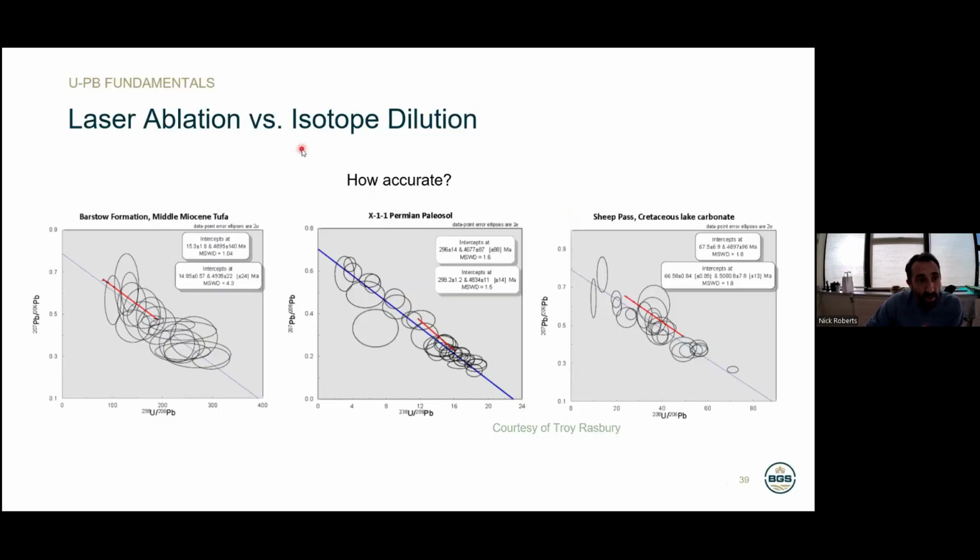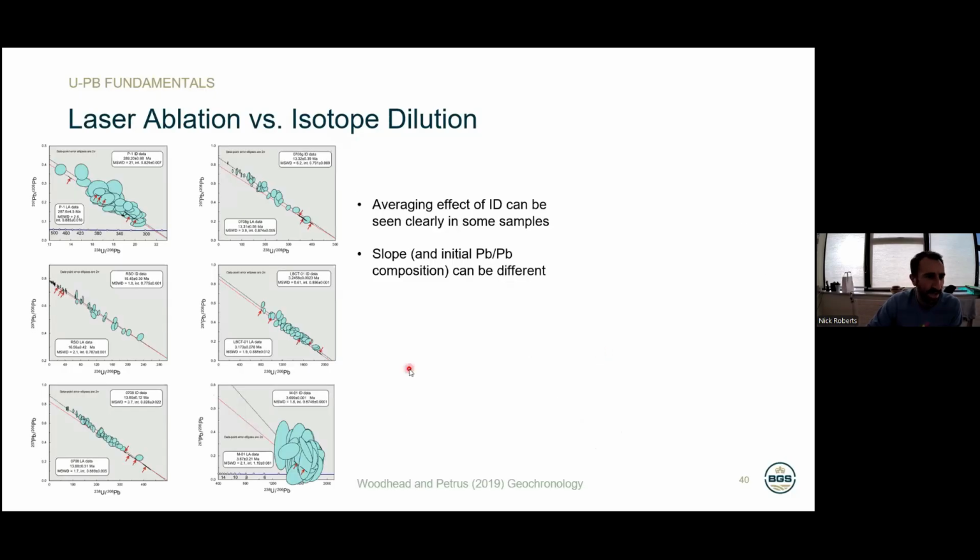Is laser ablation accurate compared to isotope dilution? These are quite old data now. These are from Raspberry lab studies, and the ID data are showing as the smaller ellipses, and the bigger ellipses are the laser. These are 3 different samples. And in each of these 3 samples, the ID data sits within the ellipses. So that's good. And this is another study, published by John Whitehead a few years back. Again, we've got the red arrows pointing to the ID data and the big ellipses. So each sample is accurate within the uncertainty.